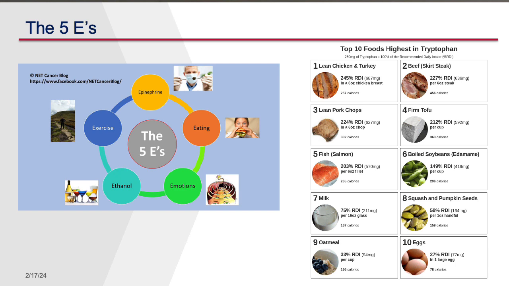And something about, I'm sure you have heard about the 5 E's. Those are what we know may exacerbate these symptoms related to carcinoid syndrome. One of them is epinephrine. That's the type of anesthesia that is given by your dentist. The other one is eating. So there are certain foods that may worsen the flushing and other symptoms related to carcinoid syndrome.